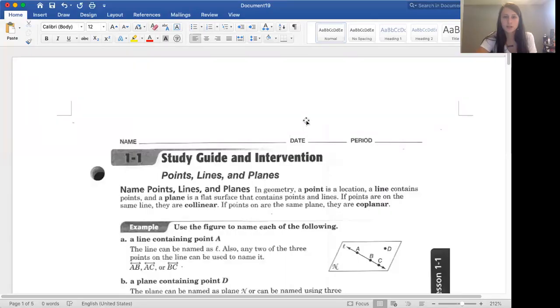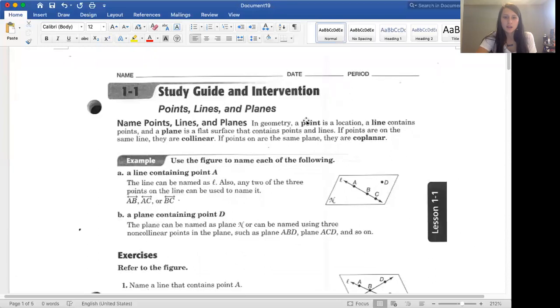and get to a part where we start going over the lesson together as a review. So hopefully you have the 1-1 study guide in front of you. I'm going to share my screen here and we'll go over this together. So here is the 1-1 study guide.